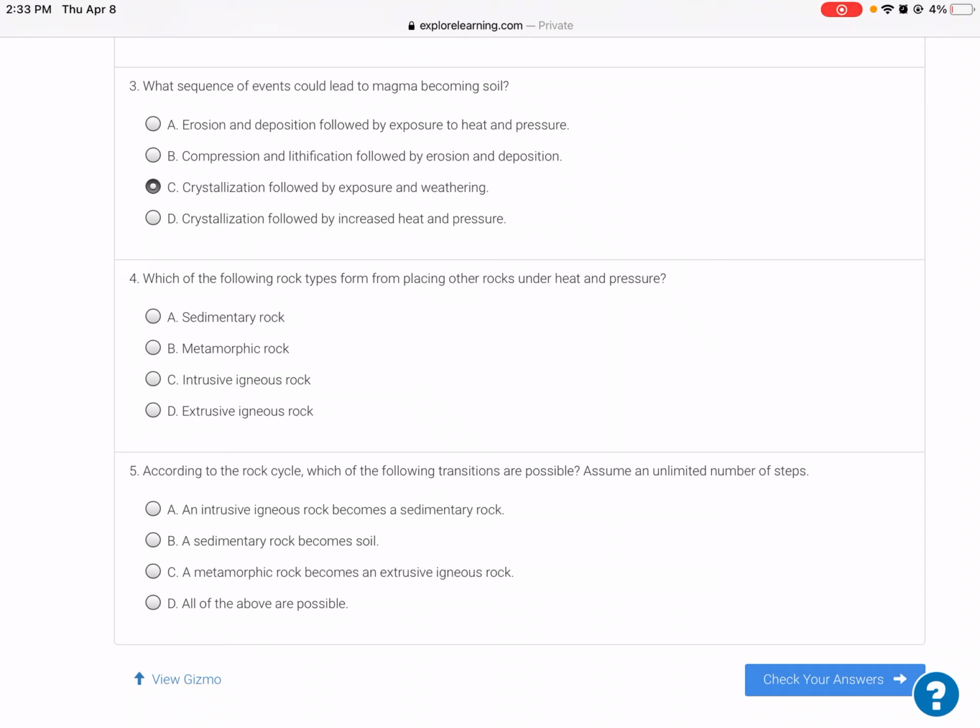I'm going to explain number 5. An intrusive rock becomes a sedimentary rock. That can be possible. A sedimentary rock becomes soil. That's possible. A metamorphic rock becomes igneous rock. All of these are possible. And number 4, you can solve it by yourself. Please post your answer in the comments. And guys, this is the rock cycle.